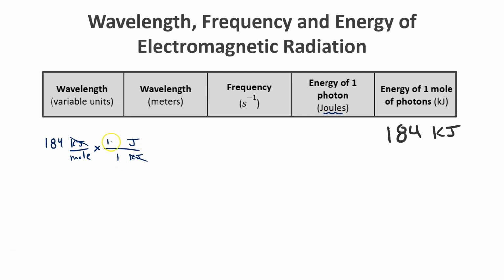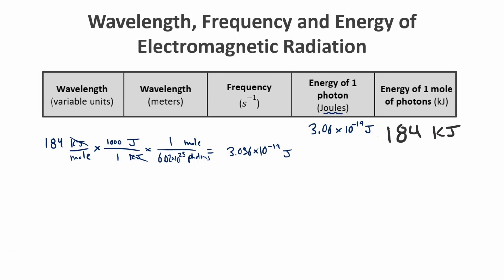Of course, 1 kilojoule is 1,000 joules, and we can actually keep going and cancel off moles and change that into individual photons, because we know 1 mole of anything is 6.02 times 10 to the 23rd of that thing. And this gives me 3.056 times 10 to the negative 19th joules. We can write that up here to officially keep track of everything. Maybe we'll round it off to 3 sig figs. 3.06 times 10 to the negative 19th joules.